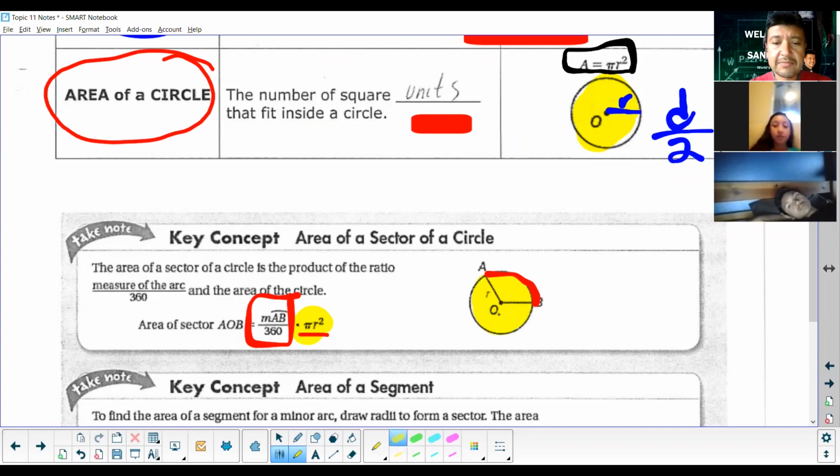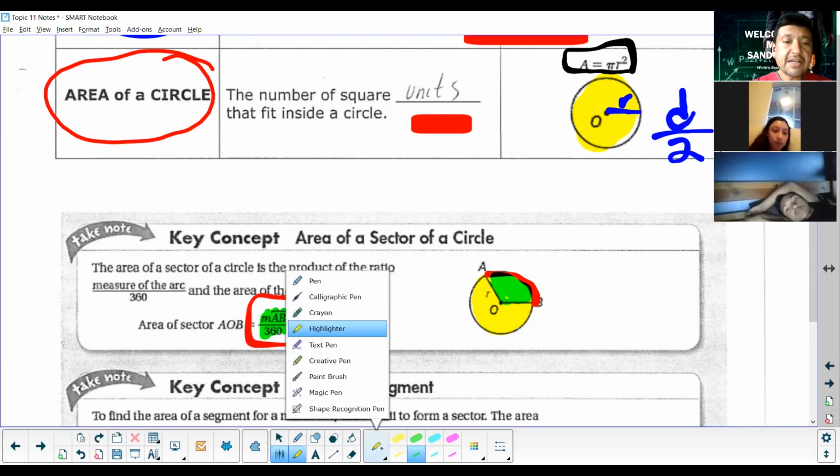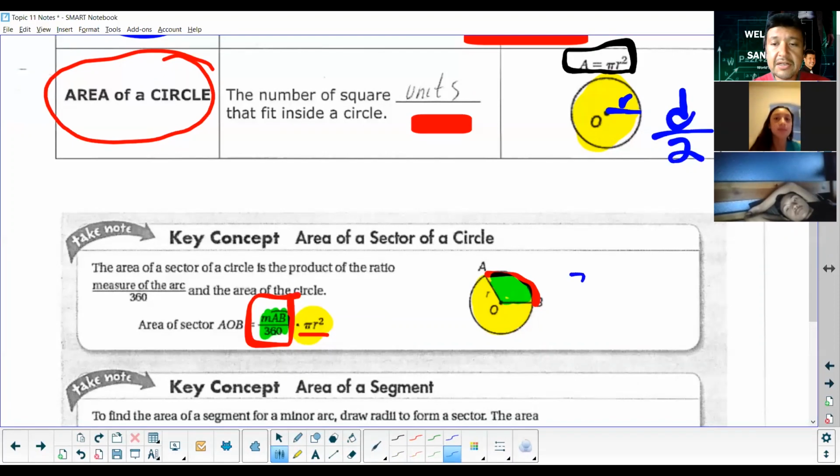Now this little piece right here, let me highlight it with something else. I'm making it green. Is that the whole area of the circle? That green part? No, it's only a fraction of it. It's only a portion, right? So in order to find that green part, that's why we use this part right here. Let me do it in green to be consistent. That green part, I can find because it's a fraction. Just to give you an idea, if I did 360 divided by 360, isn't that the whole circle? Yeah, all the way around, right?